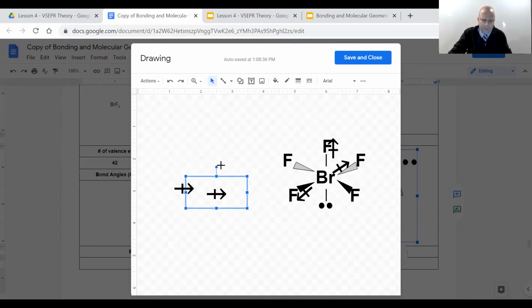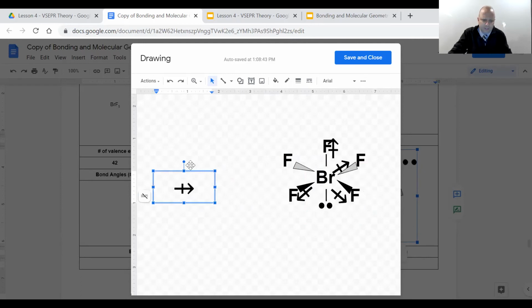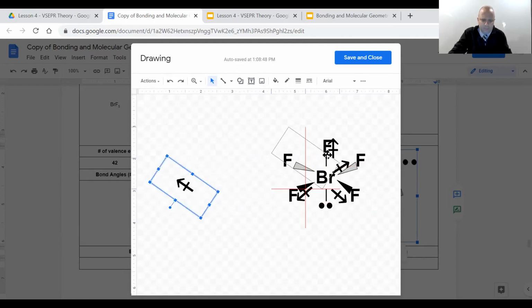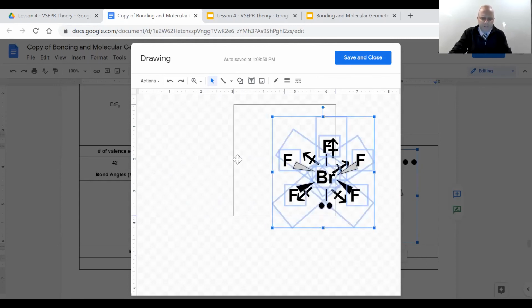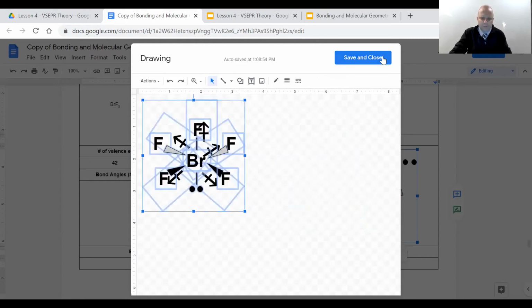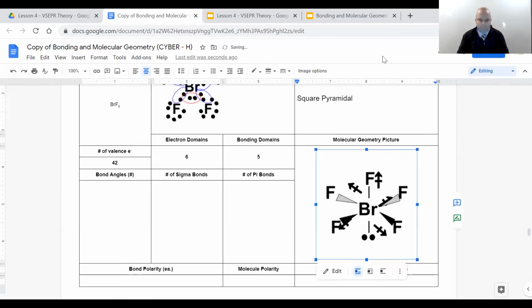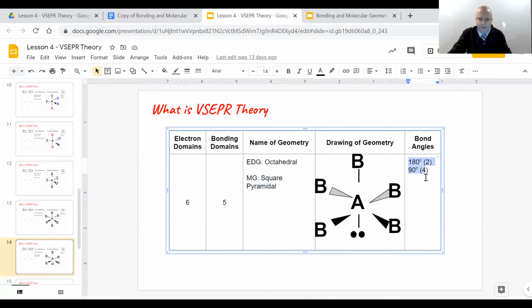And the last two, I'm going to point this one down here, and finally, this one up here. Alrighty, so we're going to grab that, move that all over. Perfect. Okay, I'm going to grab the bond angles again from my VSEPR theory guide here.